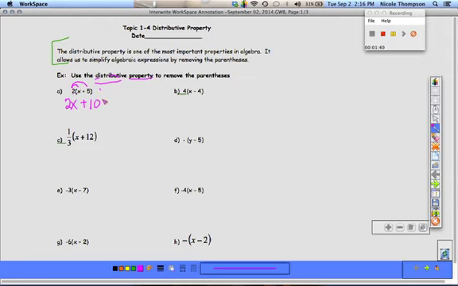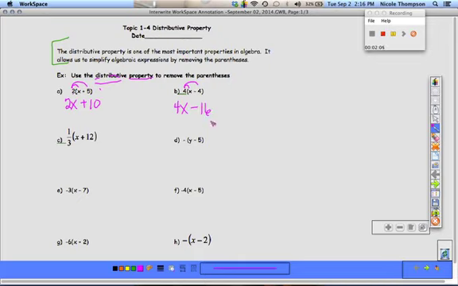On this example, I have a 4 bumping the parentheses. So I'm going to take the 4 and multiply it times everything inside. So 4 times x would be 4x. 4 times negative 4 is negative 16. Notice I have to put my minus sign in between to show that that's a negative 16. These are not like terms, so that's as simple as it can be.